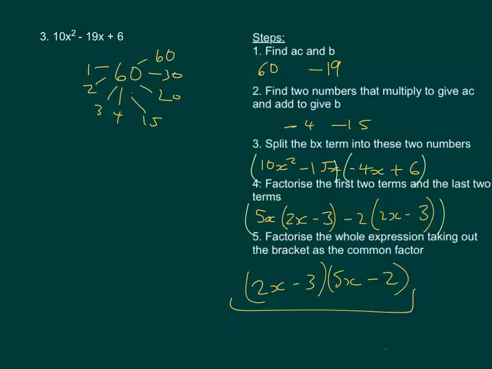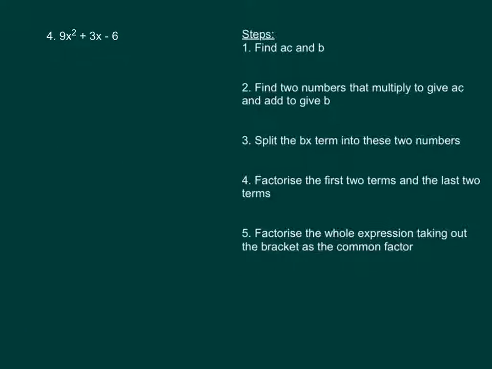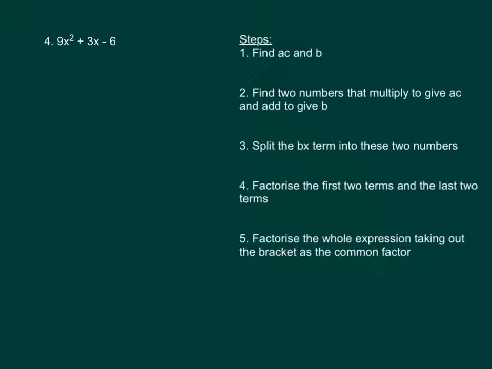Let's just do one more, the fourth one. Hopefully you're getting the hang of it by now. One more example. Again, finding AC. So I'm going to do minus 6 times 9, which is minus 54. And B is 3. So two numbers that multiply to give minus 54 and add to give 3. We know that it's going to be one positive, one negative, because the C term is negative. So it's going to be two numbers that subtract to give B.